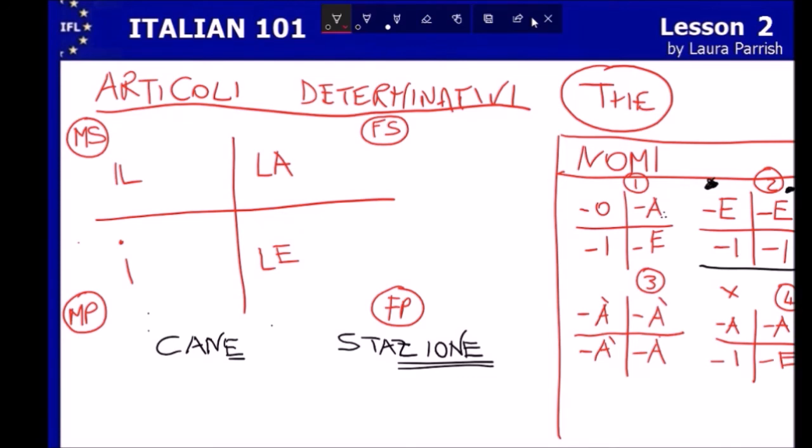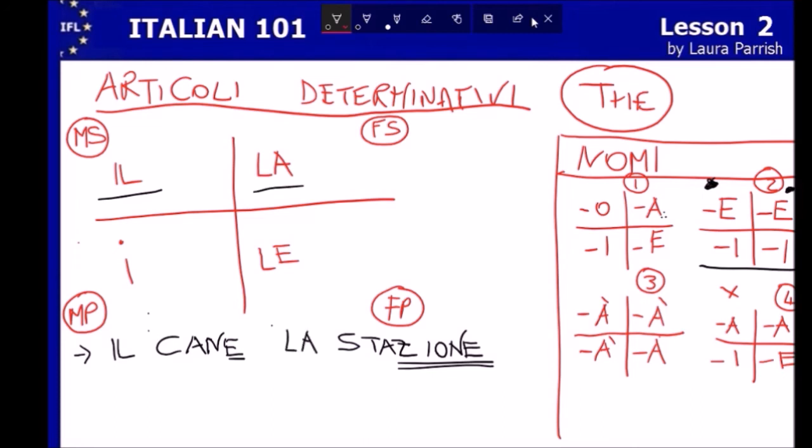So let's see cane. Here we have the word cane, that means dog. So this belongs to this second pattern. We know it is masculine because of the trick that I just told you. And because it's masculine singular, the masculine singular article is il. So it will be il cane. Stazione, we know is feminine because I told you the trick ending in zione. The feminine singular article is la, so it will be la stazione.